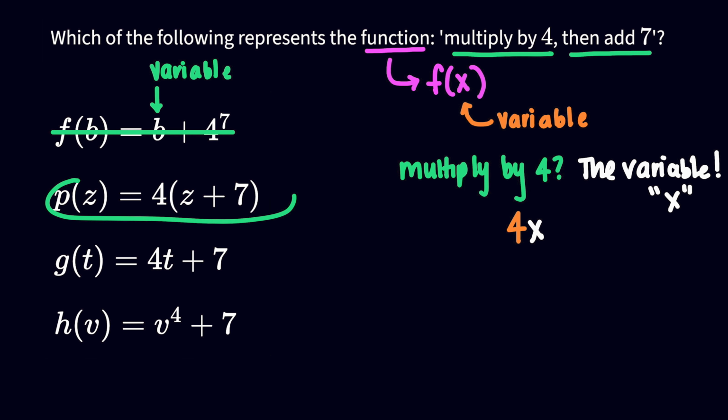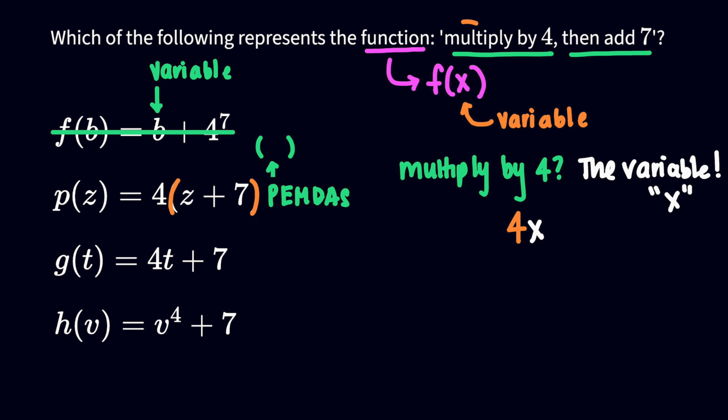Now let's see, we have p of z equals 4 times the quantity z plus 7. Now according to PEMDAS, the P in PEMDAS stands for parentheses, right? And that's always what you do first. So inside the parentheses here, are we multiplying by 4 first? No, we are not. We are adding 7 first. So, that's not the right answer. We want to multiply by 4 first and then add 7.